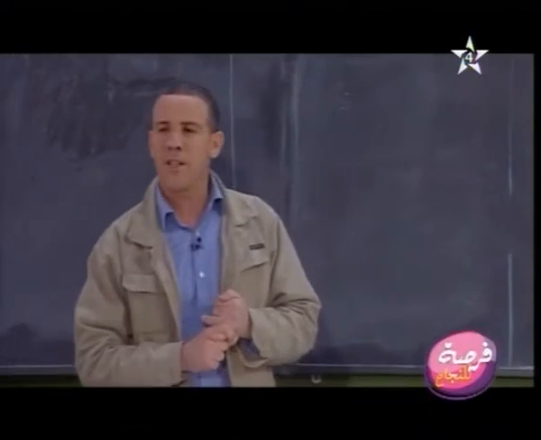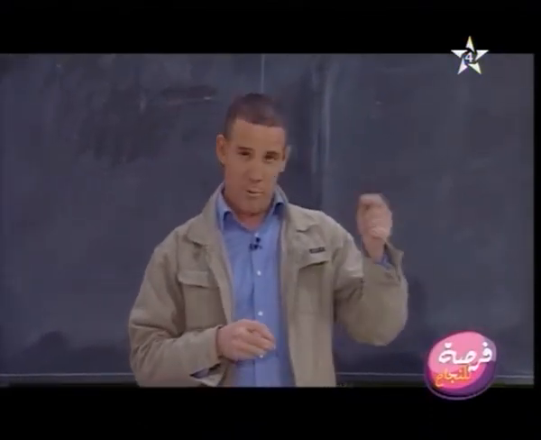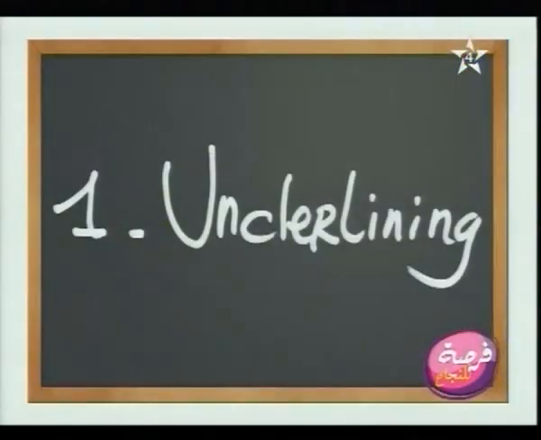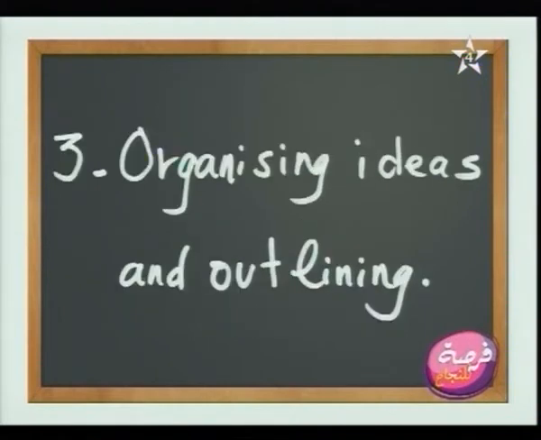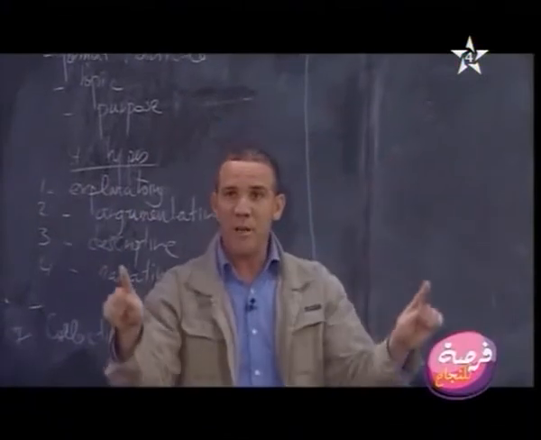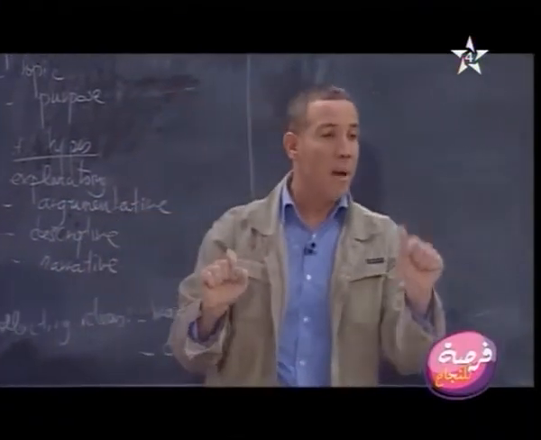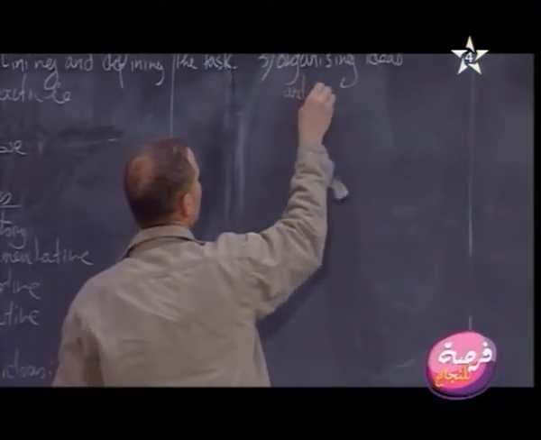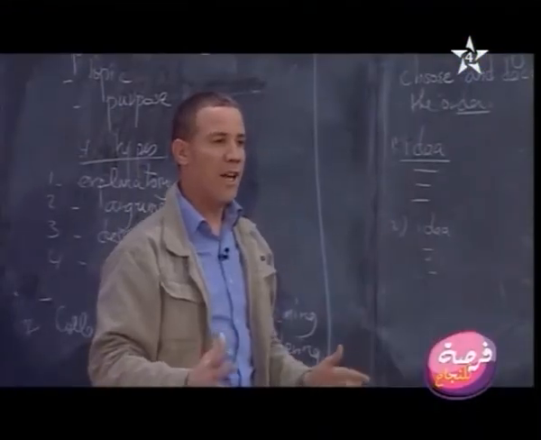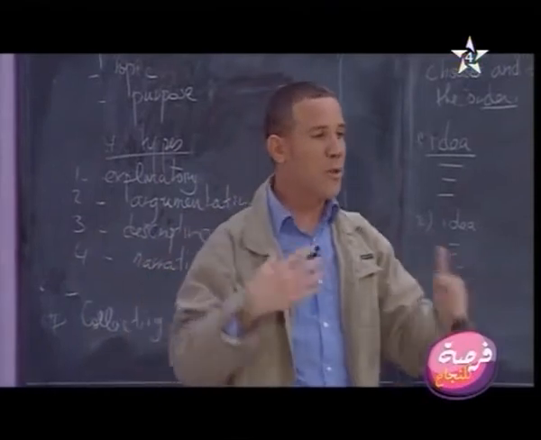Can you just remind me, what is the first step that we talked about? Underlining. Right, so step number 1, underlining. And number 2, collecting ideas. 3, organizing ideas. And I'm going to make what? Order. A plan. So I'm going to outline. So it's organizing ideas and outlining.